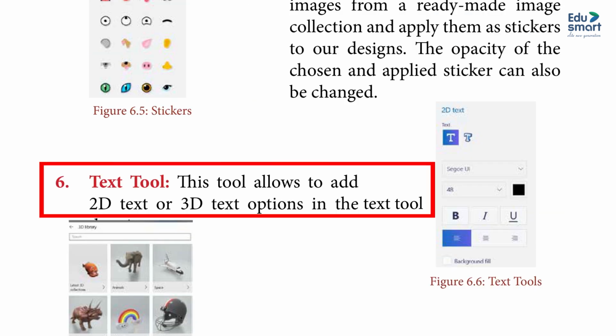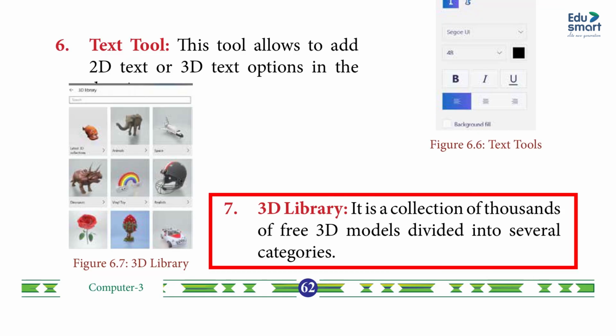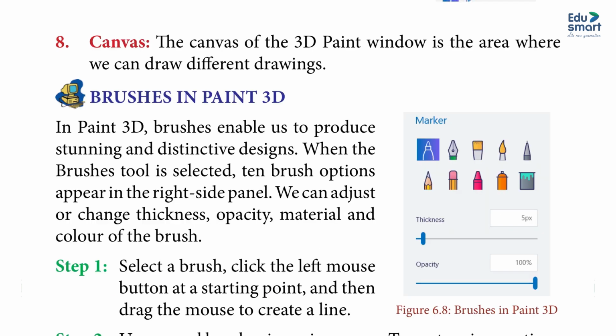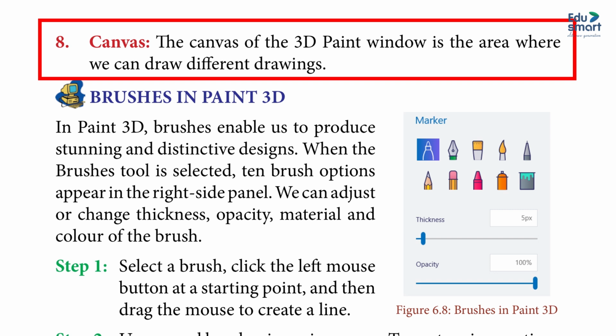6. Text tool. This tool allows us to add 2D text or 3D text options in the text tool. 7. 3D library. It is a collection of thousands of free 3D models divided into several categories. 8. Canvas. The canvas of the Paint 3D window is the area where we can draw different drawings.